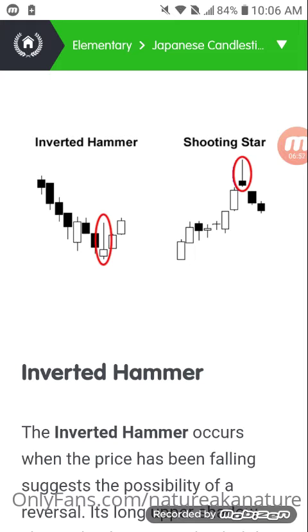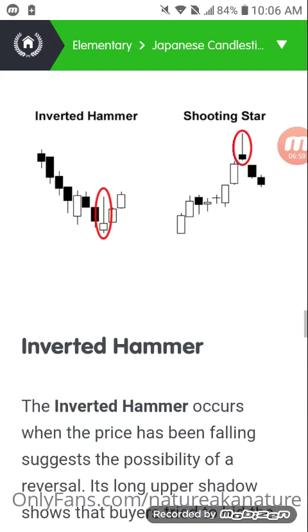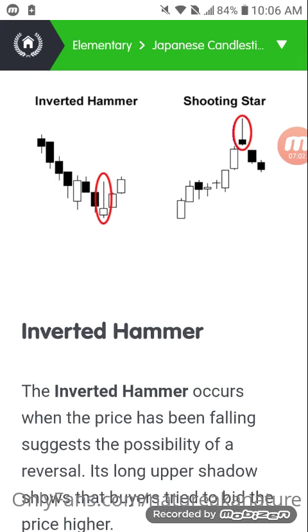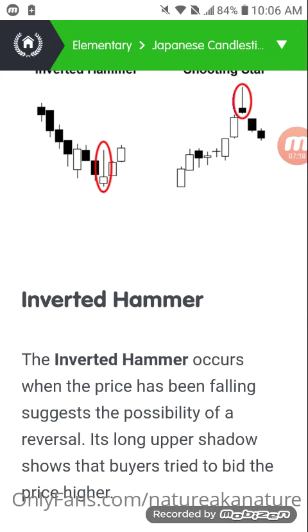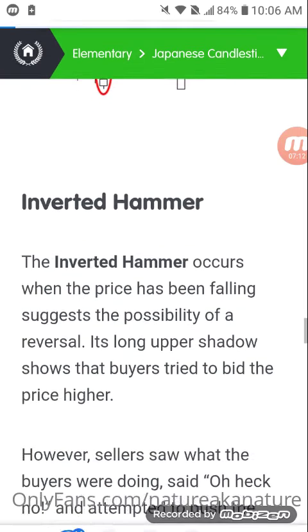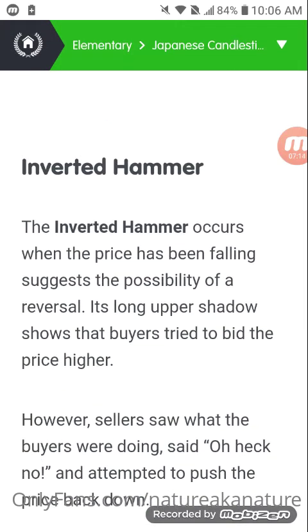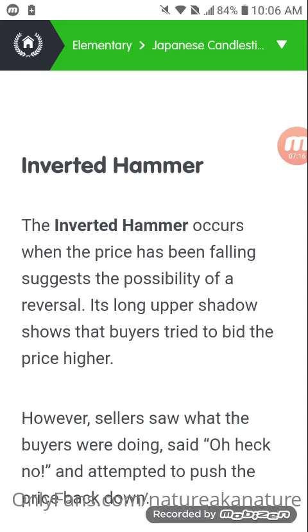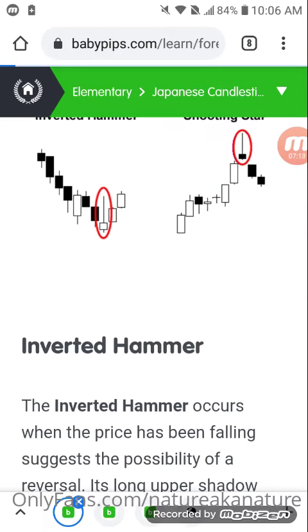The inverted hammer occurs when price has been falling, which suggests that a possible reversal is likely. It has a long upper shadow. It shows that buyers try to bid the price higher. However, sellers saw that the buyers were doing so and said heck no, and attempt to push the price back down. That's why you see the body.